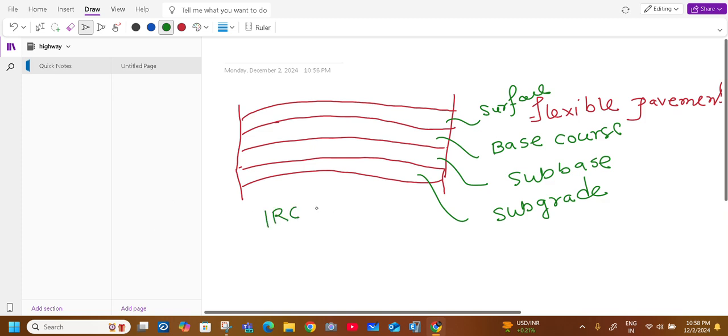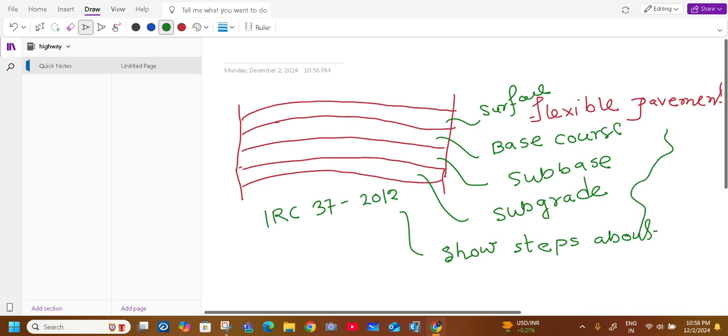IRC 37-2012, so steps about flexible pavement.